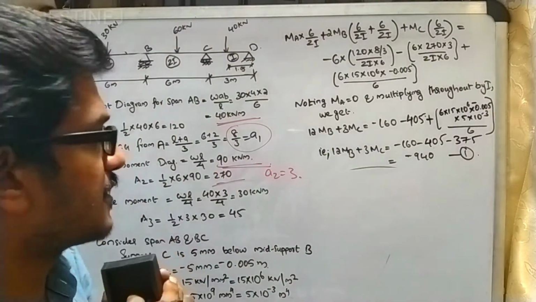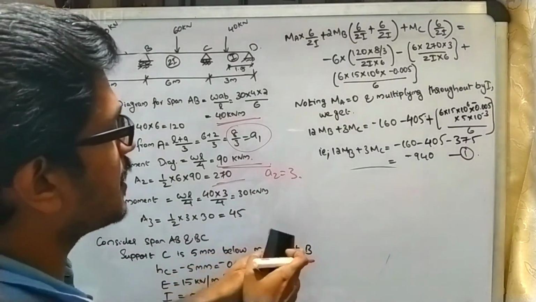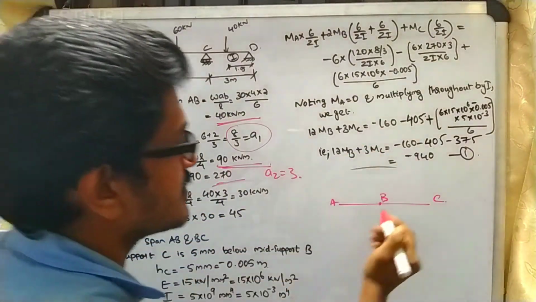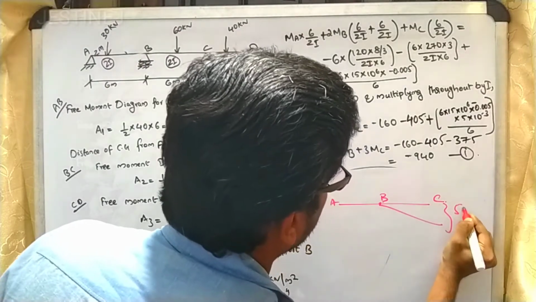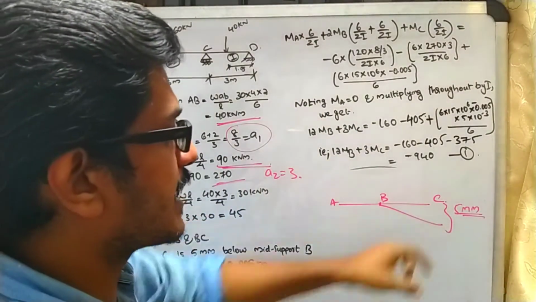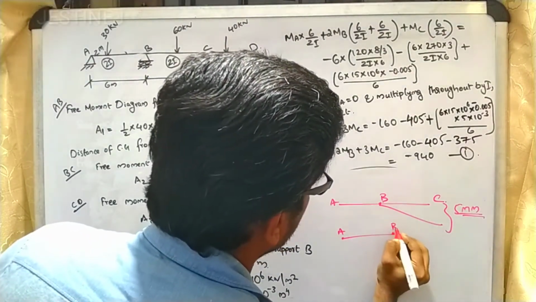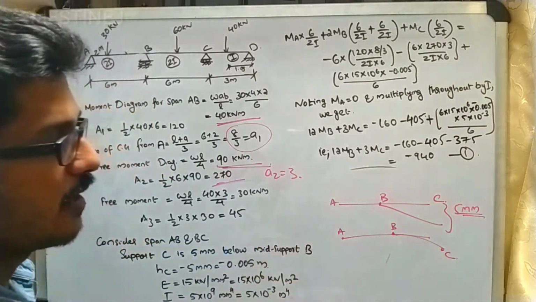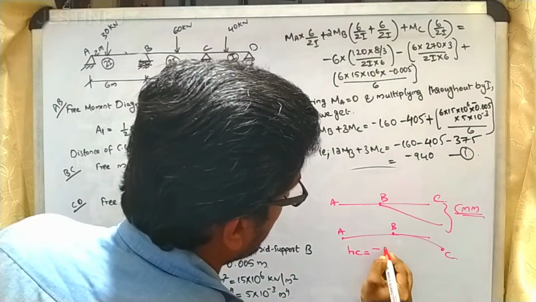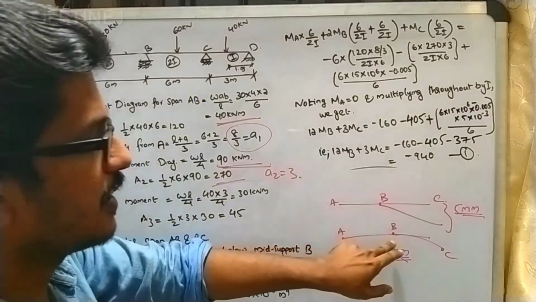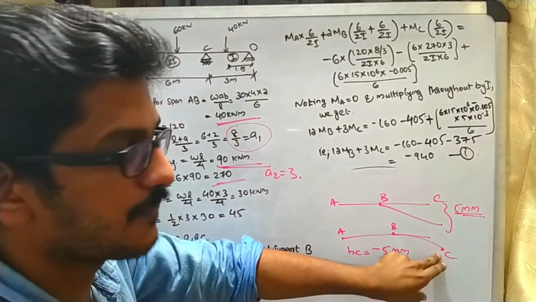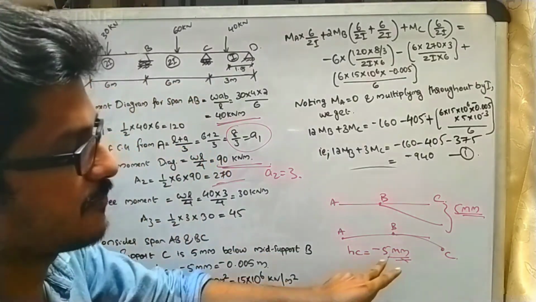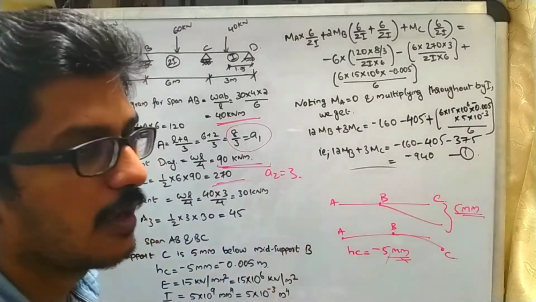In the given question there is another statement that support C is 5 mm below the mid support B. So when you are applying load on A, B and C, C is going to settle down by 5 mm. When you compare with support B, if the point C is down, then you have to take the h value at C as minus 5 mm. Once again I will repeat: when you compare point B with respect to C, if point C is below the mid support B, then the value is going to be minus 5 mm. In the given question it is mentioned that point C is down.